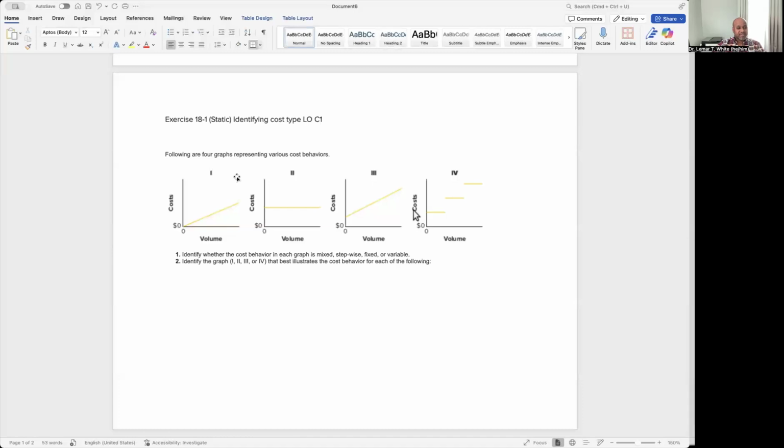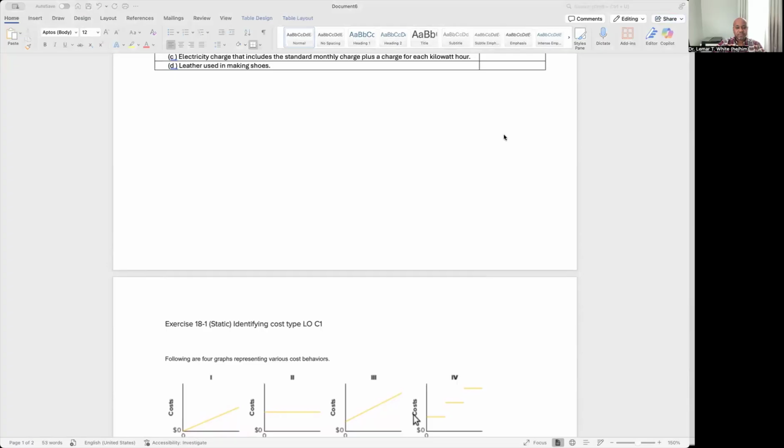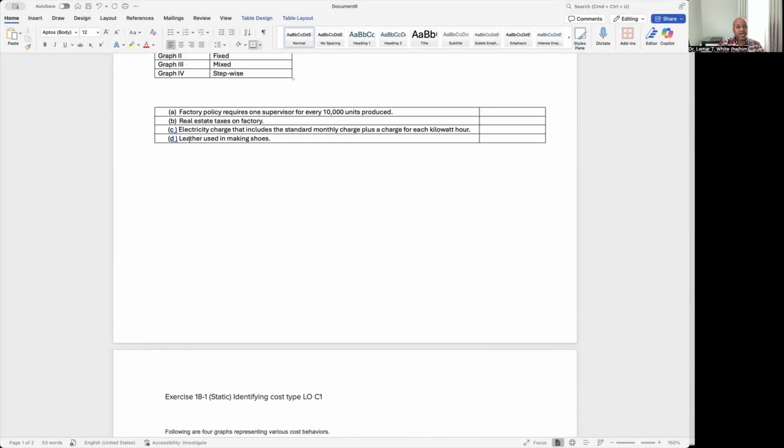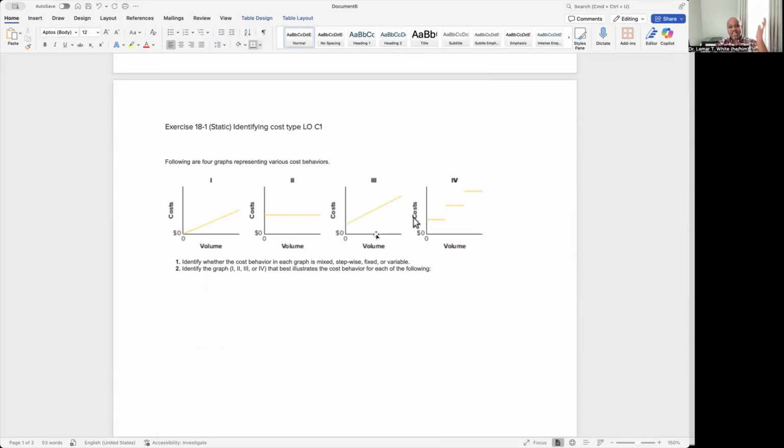Part 2, identify the graph that best illustrates the cost behavior for each of the following. So the first one says factory policy requires 1 supervisor for every 10,000 units produced. So up until 10,000, it could be 1 unit, it could be 2, it could be 100. No matter how many units between 1 and 10,000, it's going to have fixed costs of 1 supervisor.